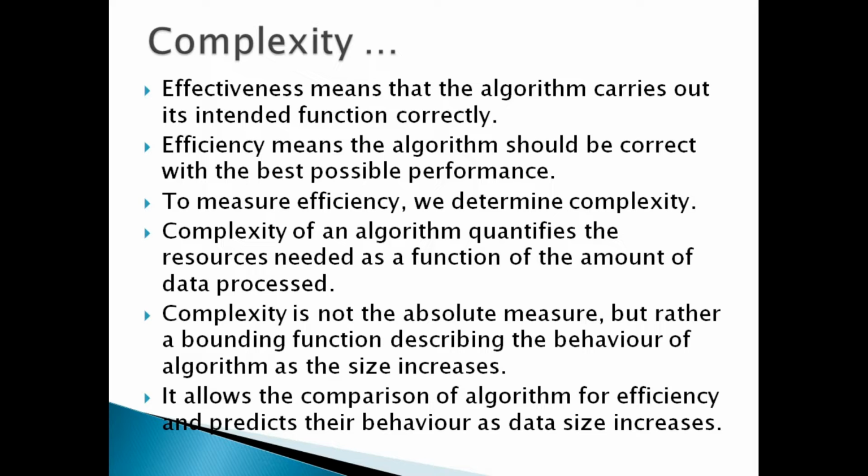So what is effectiveness? Effectiveness means that the algorithm carries out its intended function correctly. For the problem for which the algorithm is designed, it should do its function correctly. It should not run incorrectly. It should be working correctly, then it is called effective. So an algorithm will be called effective if it is doing its task correctly.